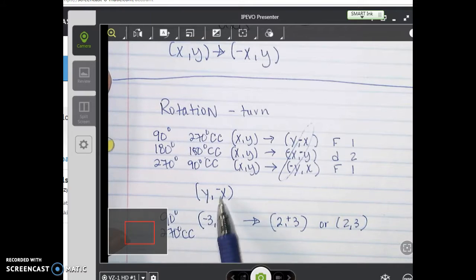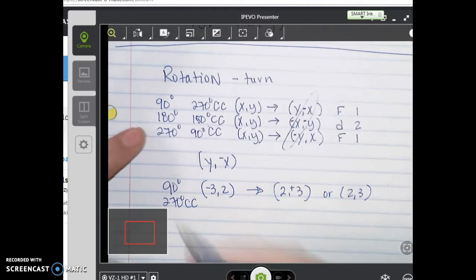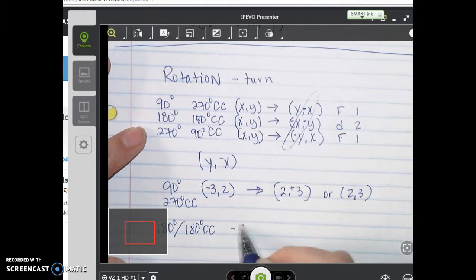Again, the order switches. The y value doesn't change, so it stays positive. The x value is the opposite of what you have. Negative becomes positive. Again, you just have to read what you wrote. One more. So you have 180 degrees or 180 degrees counterclockwise. By the way, they're the same. If I gave you the ordered pair negative 8 comma positive 10.